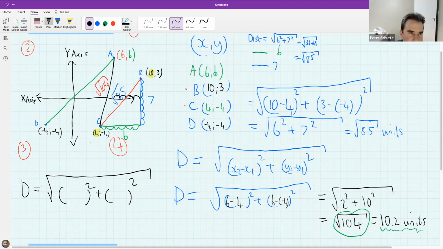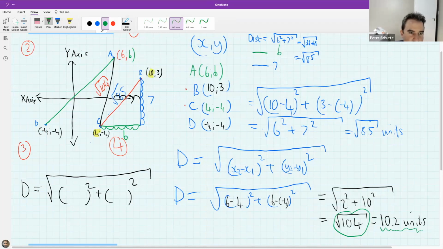Okay, so let's be consistent here. Now, which value would you like me to start with? Would you like me to start using the D first and then the A, or the A and then the D? Because I want to prove to you it doesn't matter where you start as long as you're consistent. So where should I start? I'll let the audience decide. Okay, start with the A.